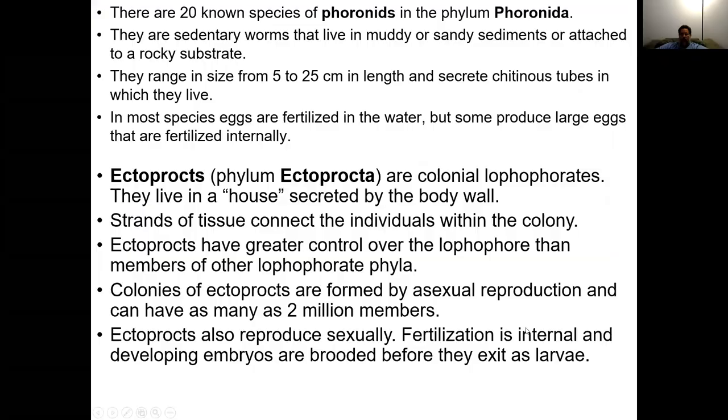And again, they range in size from 5 to 25 centimeters, so not very big. They can also secrete tubes to live in, chitinous tubes, that help to provide them protection. Ectoprocts are colonial lophophorates that live in houses secreted by their body walls. So their bodies can actually form the secretion that, again, is chitinous, that provides a little bit of protection for them.